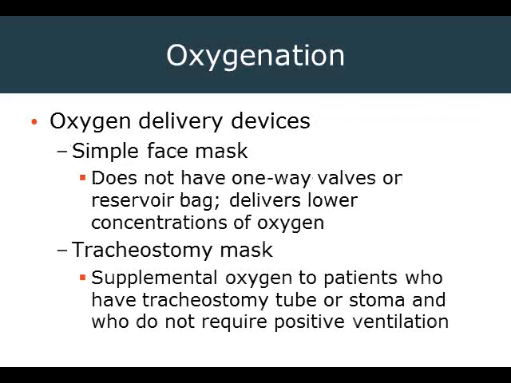Other devices you may run into: simple mask. This has no valves, it has no reservoirs. It's simply a mask that covers their face, delivers mid to low levels of O2. And the tracheostomy mask is a specialized mask for those people who have trachs. You can see that on page 413. That tracheostomy mask fits around the top of their trach and sits snugly on their neck. So you may or may not use a Venturi with that. And again, it's used only for those people who are breathing well on their own.